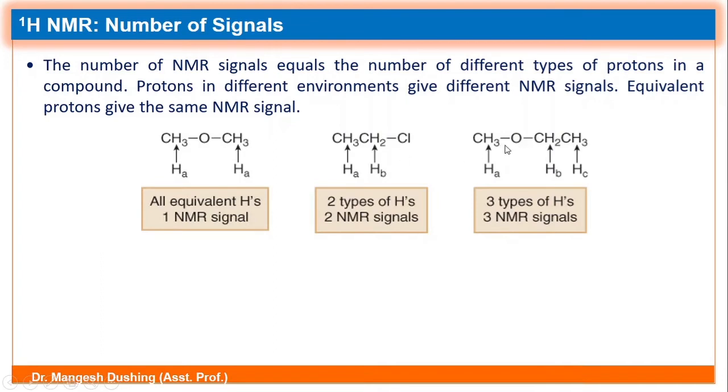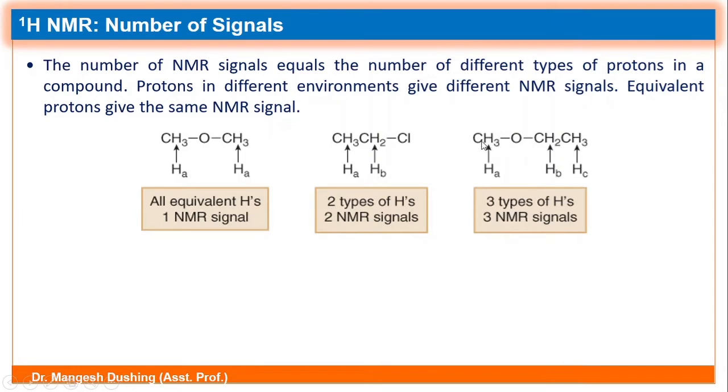CH2 is attached to the oxygen while this CH3 is attached to the carbon. So these two are different. These 3 protons give us one signal, one type, while these 2 protons give us one signal, one type. So how many types of protons are there? 1, 2 and 3. While writing, we have to write HA, HB and HC. So there are 3 types, 3 sets of protons.